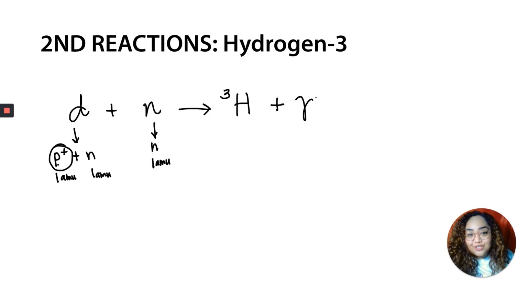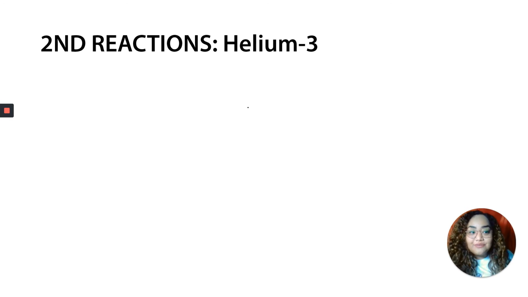That's why it's called hydrogen 3, because it's a type of hydrogen that has an atomic mass of 3. Now, if you look at the periodic table, a stable hydrogen does not have the same atomic mass. It only has 1 as an atomic mass. So again, this is an isotope of hydrogen. Now, the next one is the creation of helium-3.